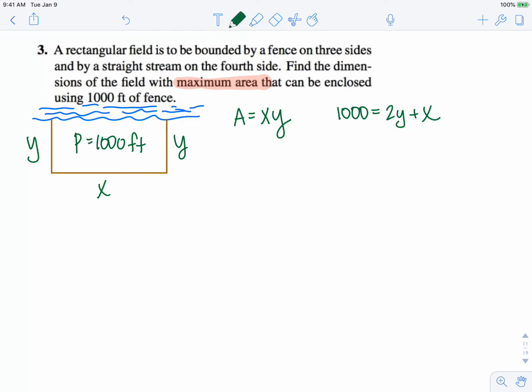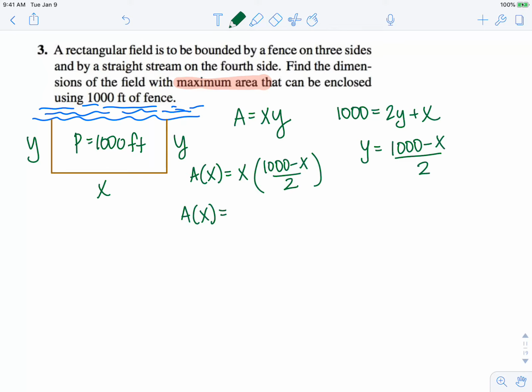So our perimeter is 1,000, that equals 2y plus x. So y is (1,000 minus x) divided by 2. Now I can create an area function in terms of x as x times (1,000 minus x) over 2. I'm going to go ahead and simplify this a little bit more. That's going to be 500x minus 1/2 x squared, just a little easier to analyze.